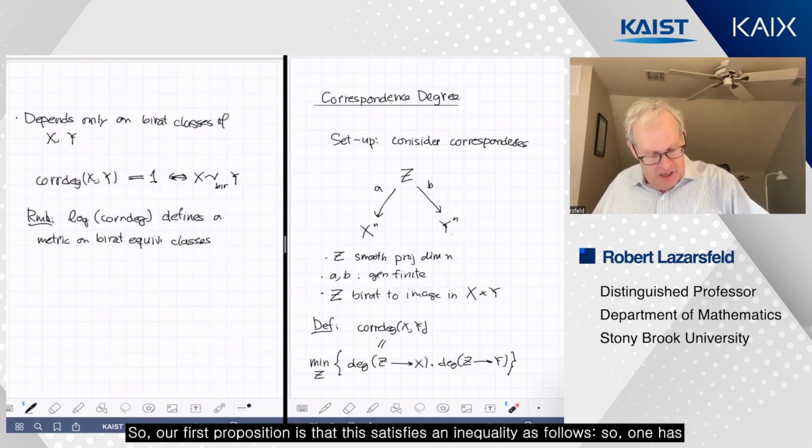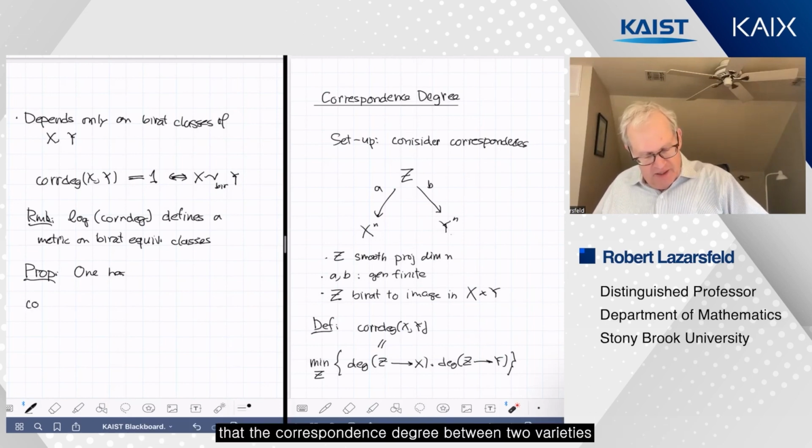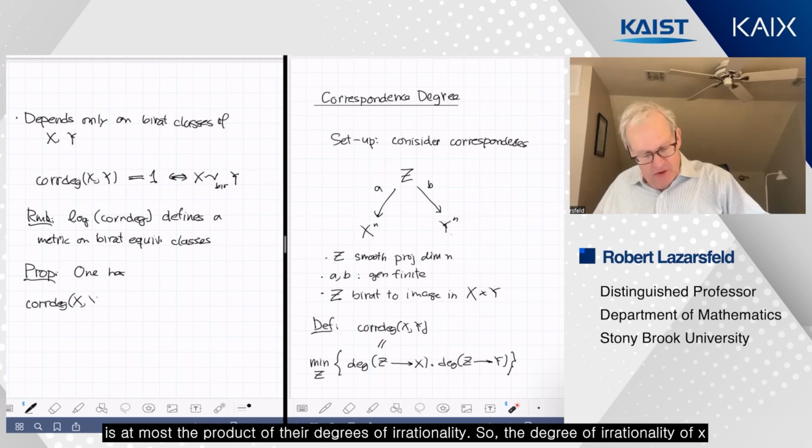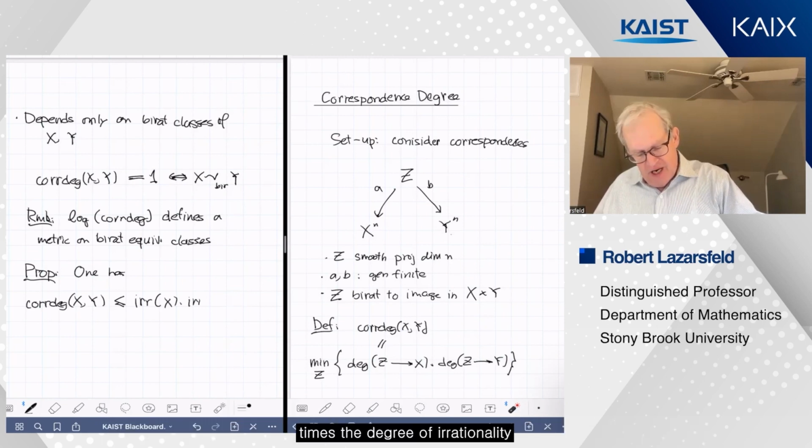So our first proposition is that this satisfies an inequality as follows. The correspondence degree between two varieties is at most the product of their degrees of irrationality: the degree of irrationality of X times the degree of irrationality of Y.